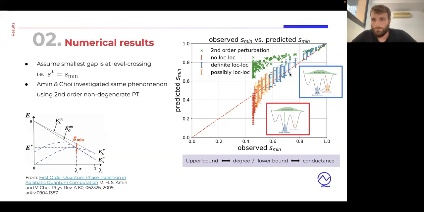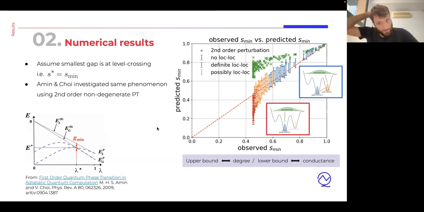The color coding here is that the blue are the problem instances where we would definitely expect to see a localized transition. The red ones are the ones where we would not expect to see a localized transition, and the orange ones are the in-between cases. We can see that our bounds fairly consistently cross the diagonal, and so we get fairly nice predictions from those bounds.